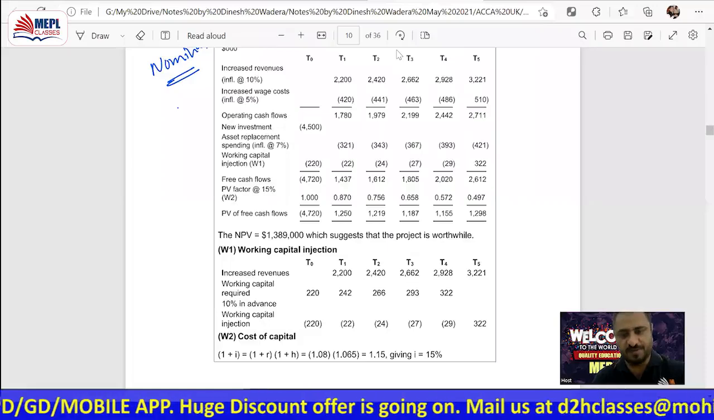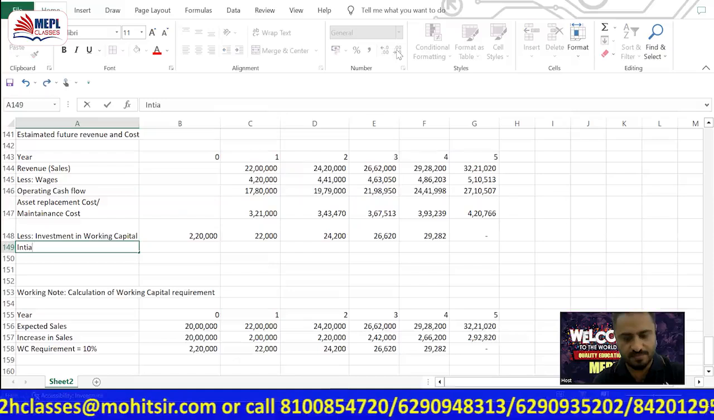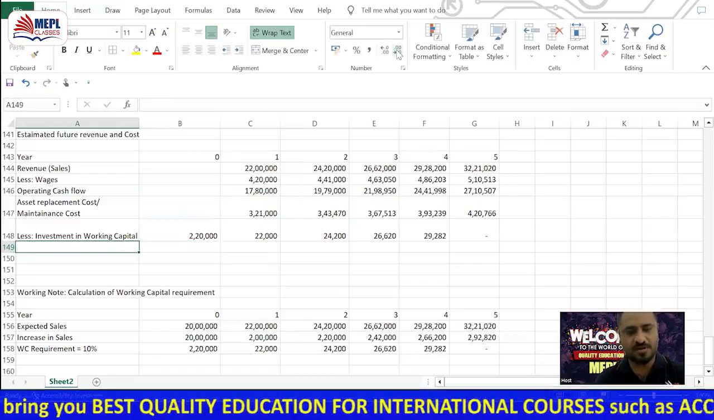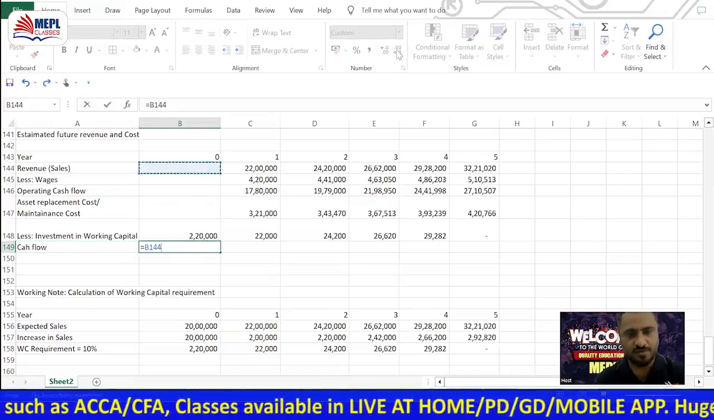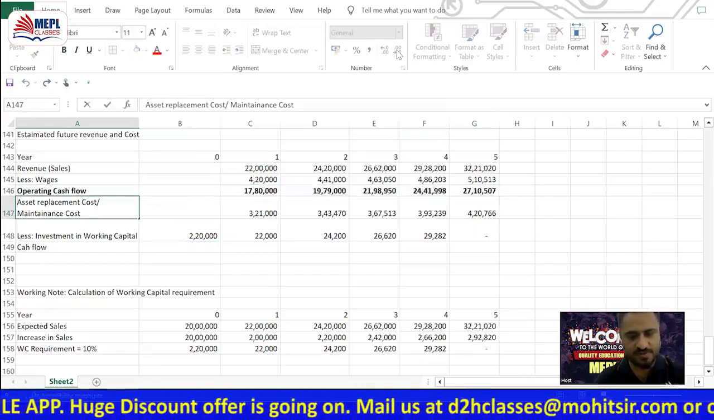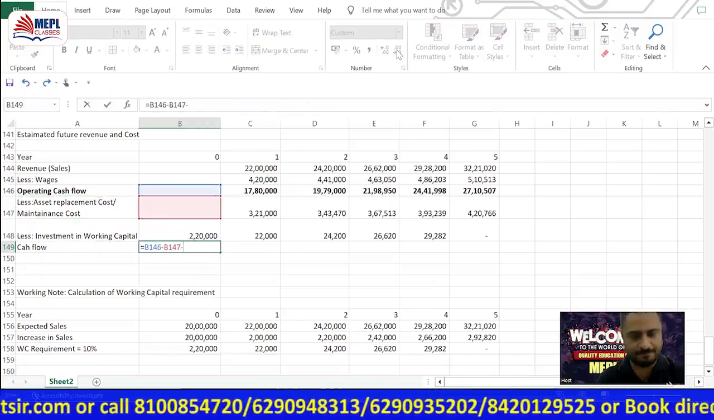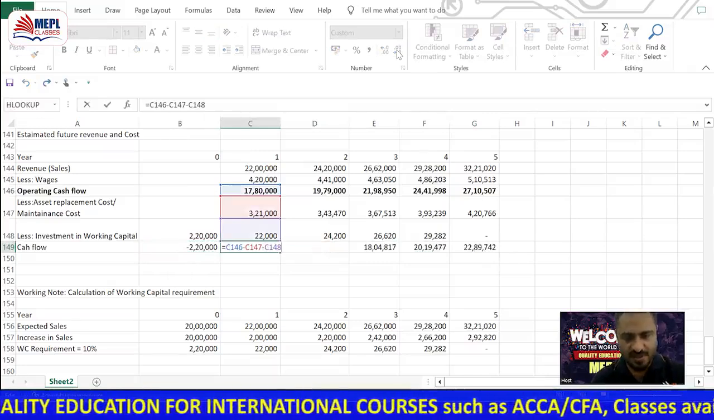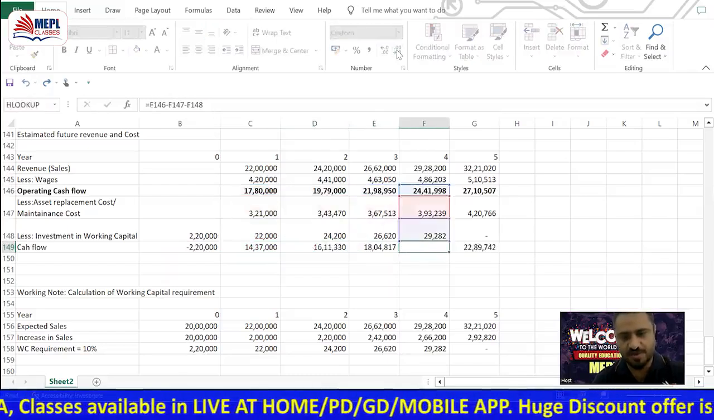If you have all those figures ready with you, and let's say initial investment also we will quote, and we can quote it later also. So we will say cash flow is equal to sales plus operating cash flow we already have. From that, we are going to subtract the asset replacement cost and investment in working capital. So first 0 year, there will be the negative cash flow. Second year, operating cash flow will be 1780 less the asset replacement cost and investment in working capital. Similar for the second, third, fourth, and the fifth year.